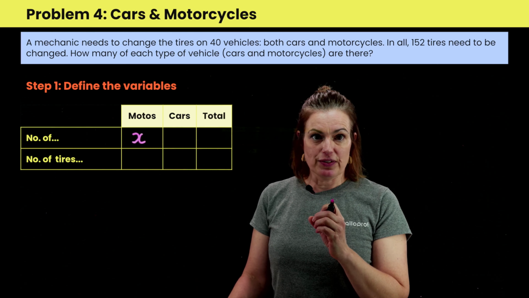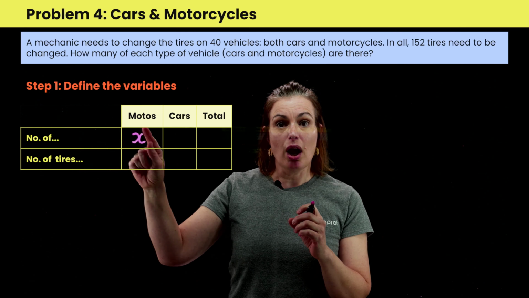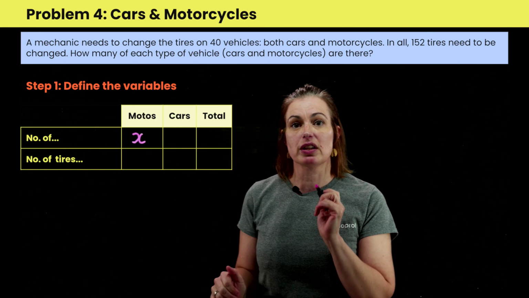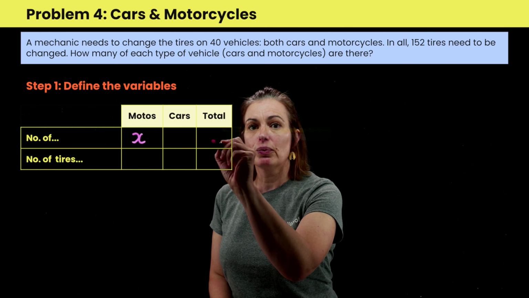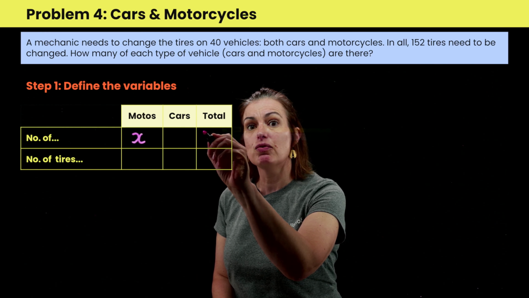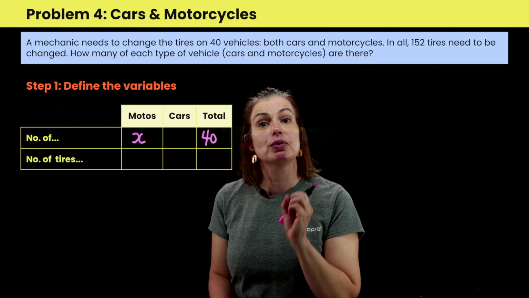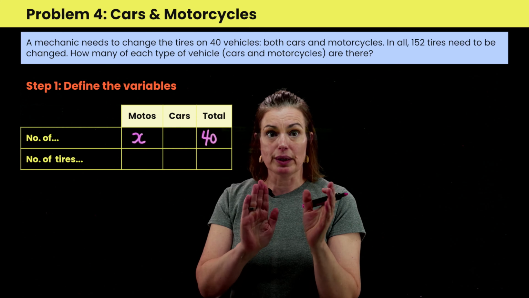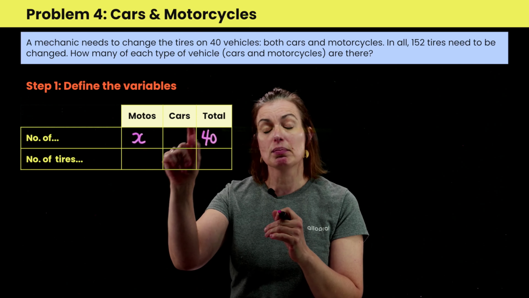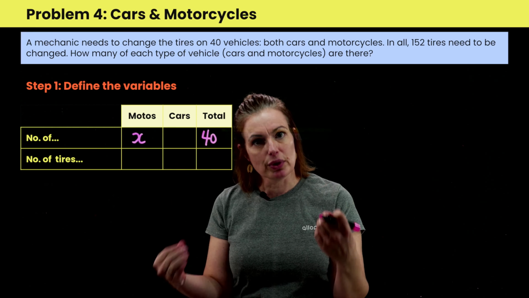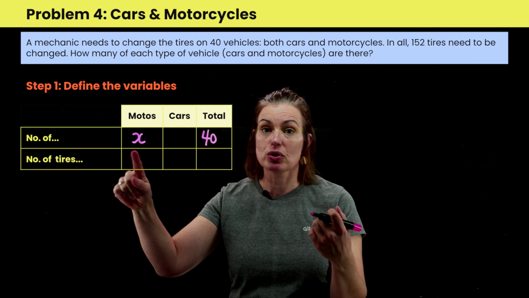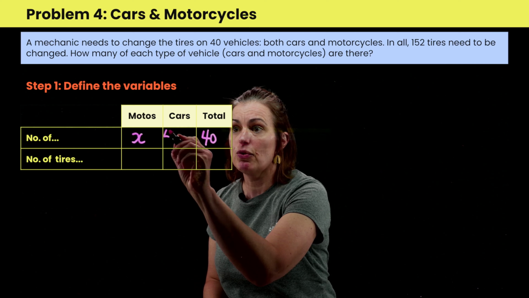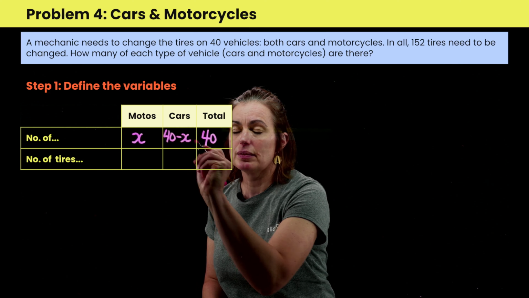I'm very specific. You notice that it really is the number of motorcycles. I haven't talked at all about tires yet. It's just the number of motorcycles. That is my X. So right here in the total column, I know that I had 40 vehicles, so I'm going to put 40 in the total. That brings me to defining my cars. Well, if I know that I have 40 vehicles total and X of them are motorcycles, then the number of cars can be represented by 40 minus X.